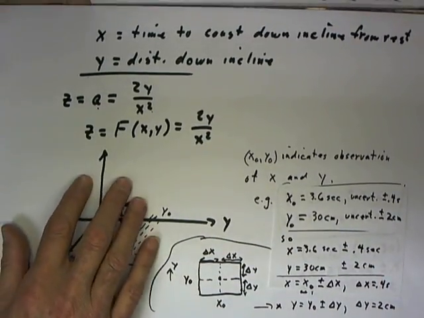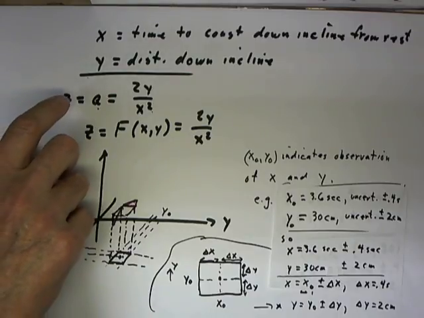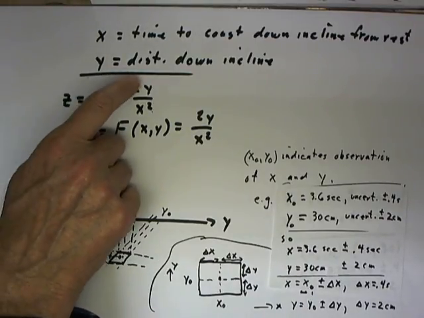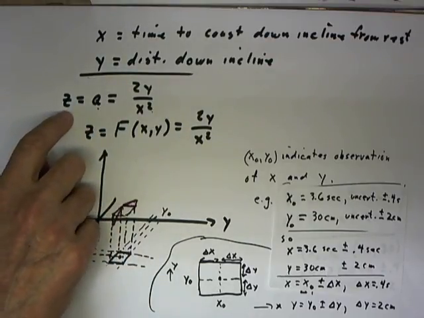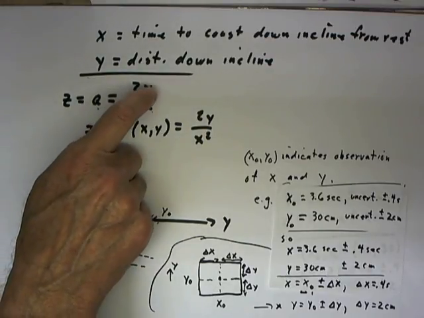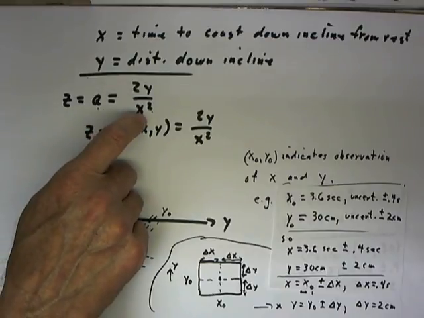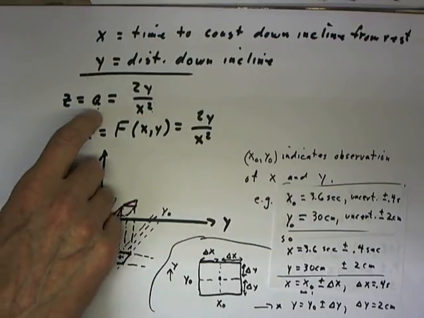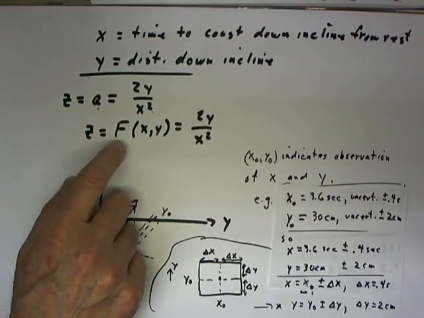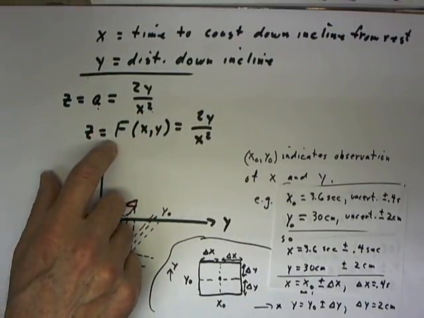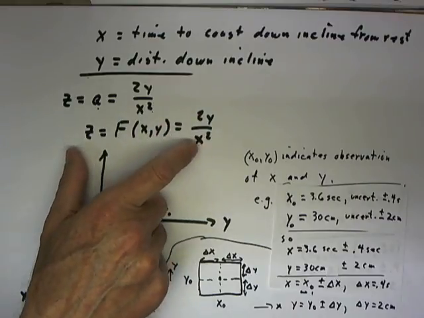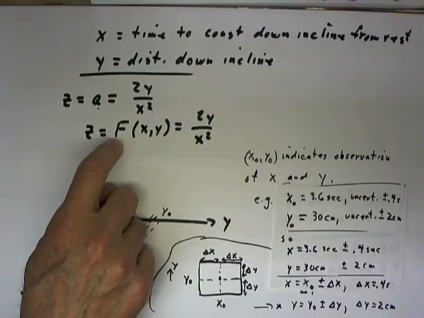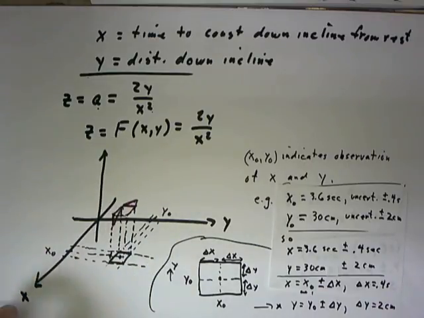The problem, if you've seen the previous clips, is just x is the time to coast down an incline, y is the distance down the incline, and acceleration is double the distance divided by the square of the time. I'm going to let that be our z. So z is equal to the acceleration is equal to this. F of xy is going to then be 2y over x squared, so that we can refer to the function and its partial derivatives in terms of the f notation.